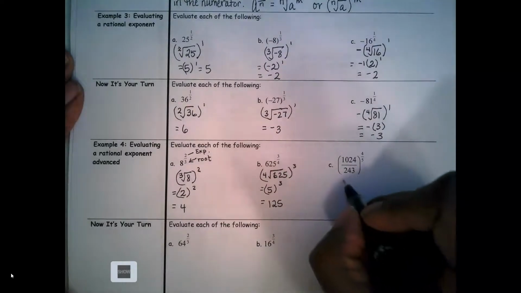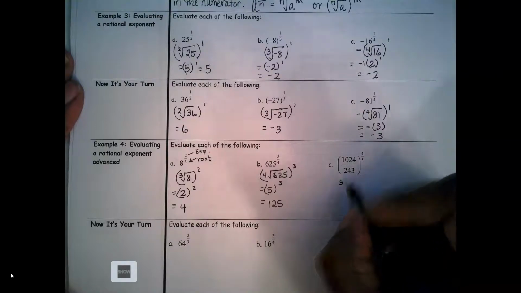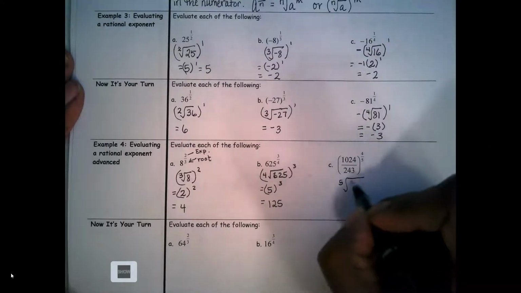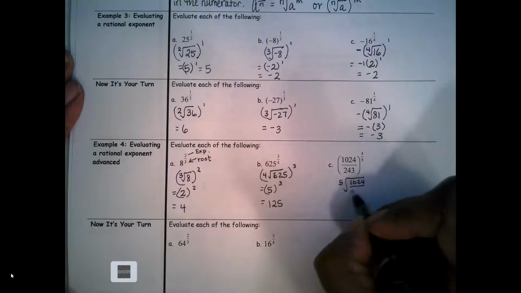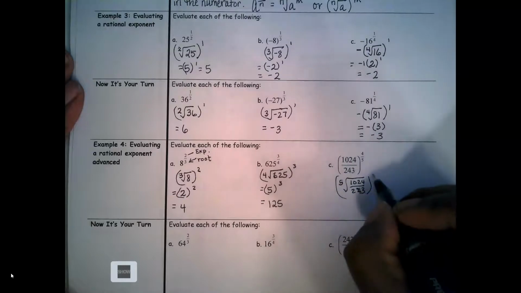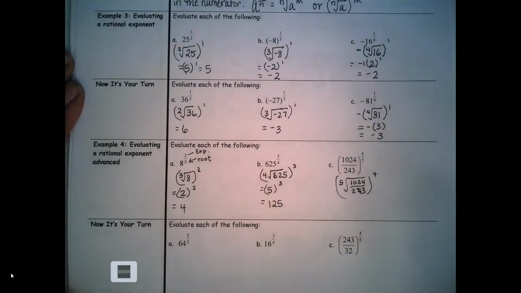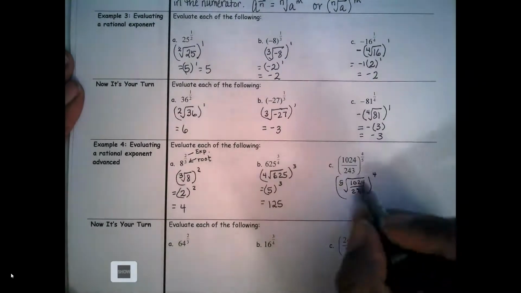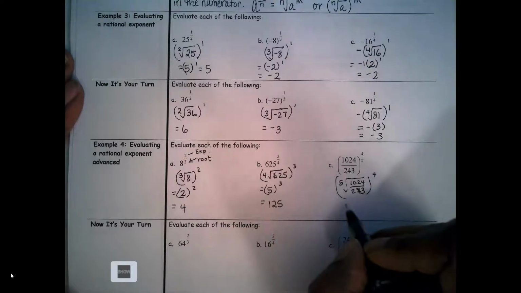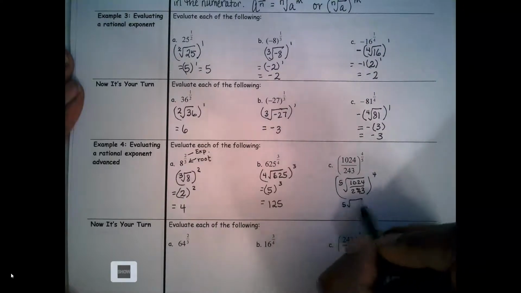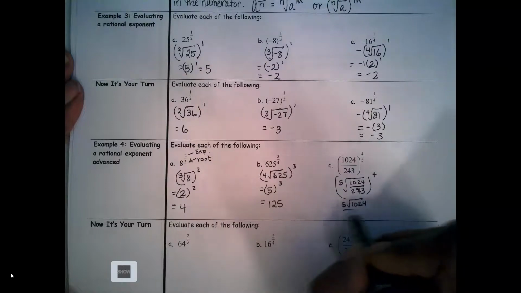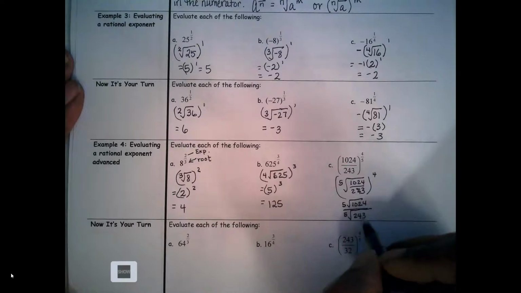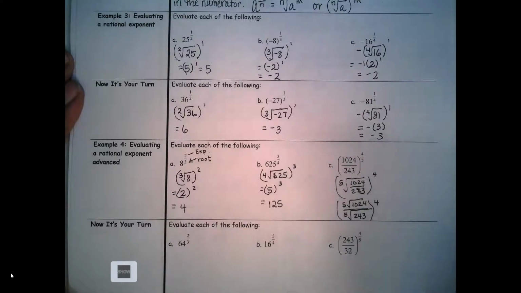Now I've got the 5th root of 1024 divided by 243, and I know automatically I cannot simplify those. So I'm going to take whatever my result is there and raise it to the 4th power. Or if you'll remember before, anytime we have a fraction, we can separate them and take the root of both. So I would say the 5th root of 1024 divided by the fifth root of 243. Take that result and raise it to the fourth power.